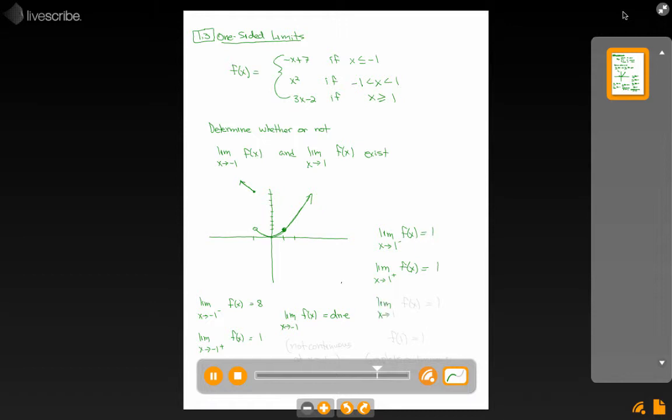So the two-sided limit here does exist, and it actually equals 1, since the left side and right side limit both equal 1. It's also true that f of 1 equals 1. So this graph is continuous at x equals 1, not continuous at x equals negative 1. And that question could be answered just by looking at the graph as well. But that definition of continuity is somewhat important as we go along.